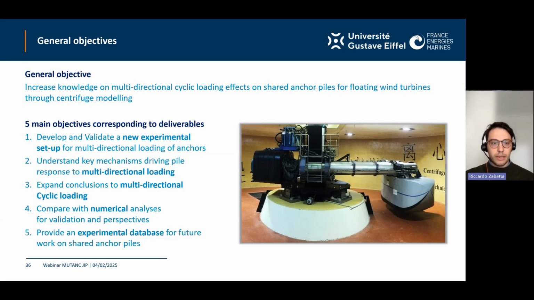Our work was divided, let's say, into different tasks that spanned from developing the experimental setup to understanding what happens when we try to reproduce the behavior of a shared anchor, which is, of course, the goal of the project. So I will show you first what the experimental setup is made of, the different parts, and the idea behind these parts, and then Christelle Abadie will illustrate the results we obtained and the interpretation that we got from these tests.